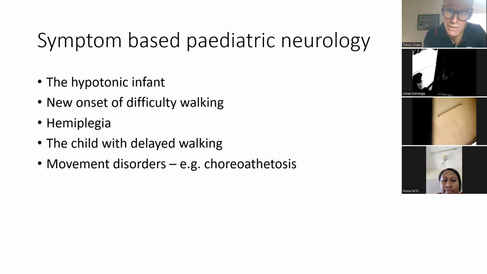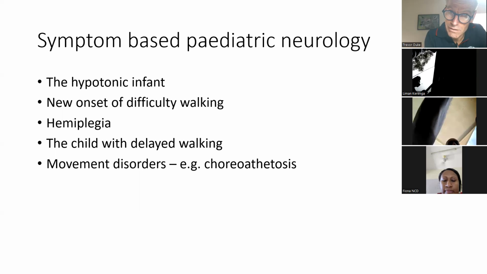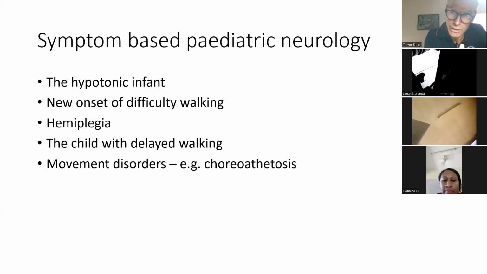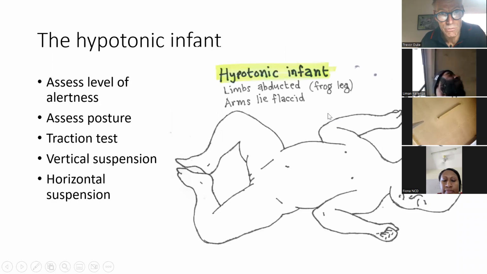The hypotonic infant. A child with a new onset of difficulty walking, that is, they could walk, but now they can't walk. A sudden onset of hemiplegia. A child with delayed walking who hasn't walked up until an age at which they should. And then a child with a movement disorder. Let's go through some of those and try to identify how, by asking the question, where is the problem, followed by what is the problem, we can arrive at a neurological diagnosis.